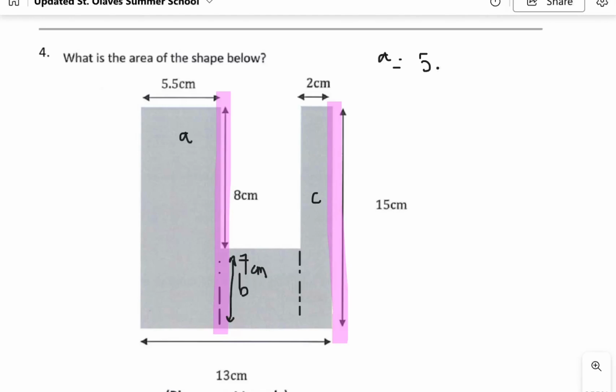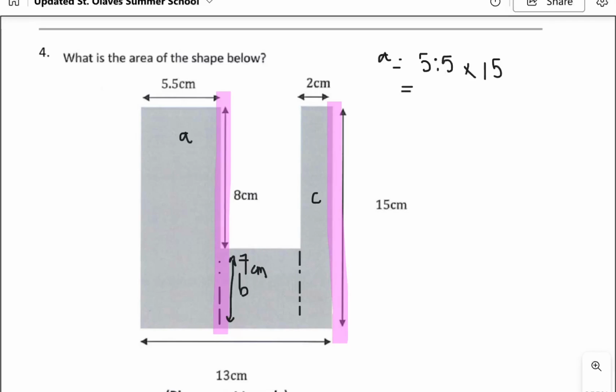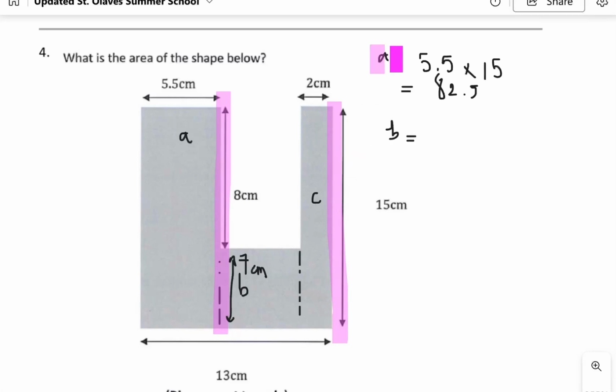So I like to label the shape so I don't lose track of what I've already found out. 5.5 multiplied by 15, which is equal to 82.5. So we found 1. Now we have to find out the area of B. And I'll highlight each shape we're finding, A, B.